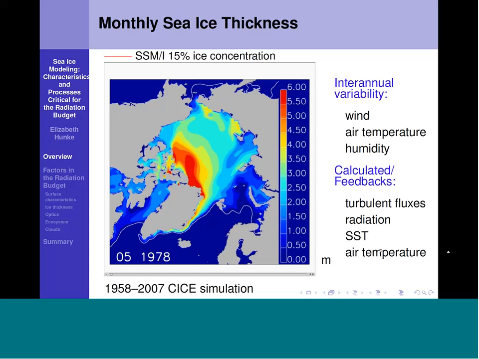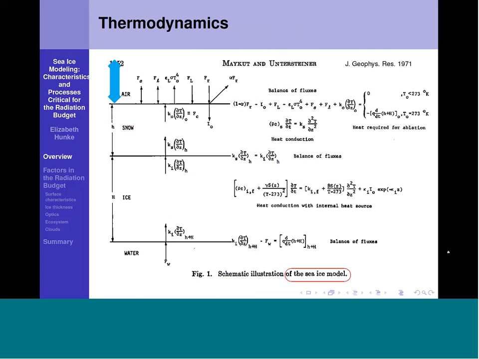So let's talk about what's in the model. Go back one. I looked for a fancy illustration of the sea ice thermodynamic model online, and I didn't find one. So this is the original schematic from Maykut and Untersteiner's 1971 thermodynamics paper. And if you'll note from the caption at the bottom, this was their entire sea ice model. Models have become a lot more complex since then, as we will see, but this is the foundation on which our modern models are built.